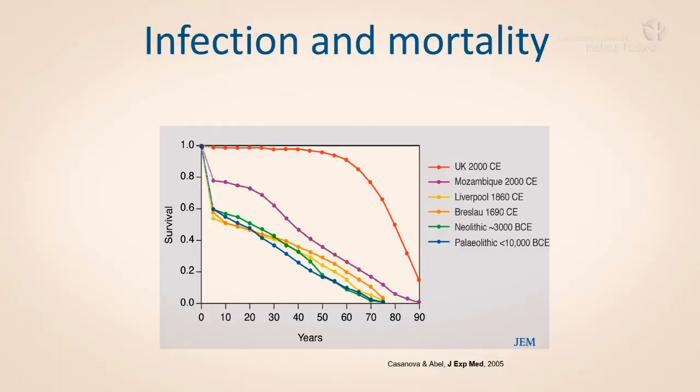This does not mean that infectious diseases are not anymore a major cause of mortality, because as you can see here, in Mozambique in the year 2000, just 50% of the population reached the age of 40.